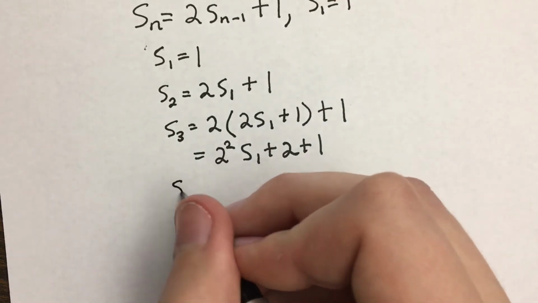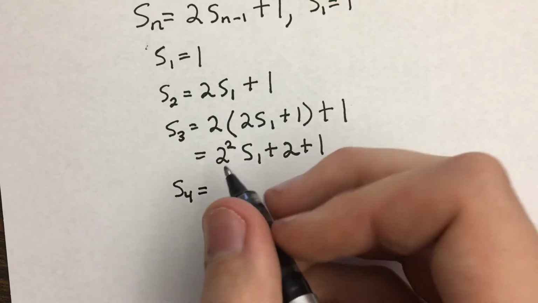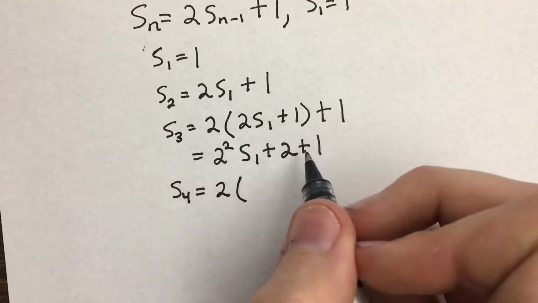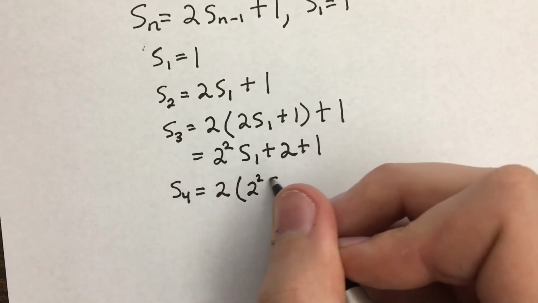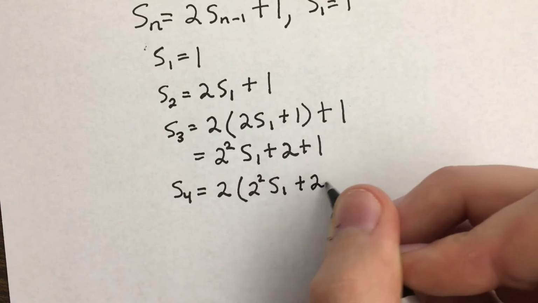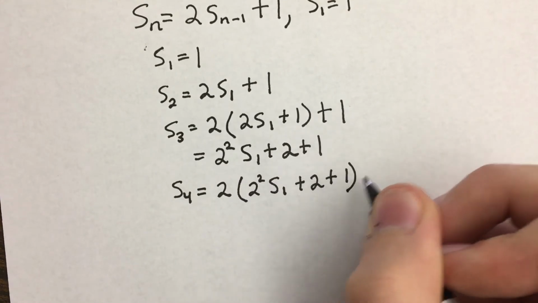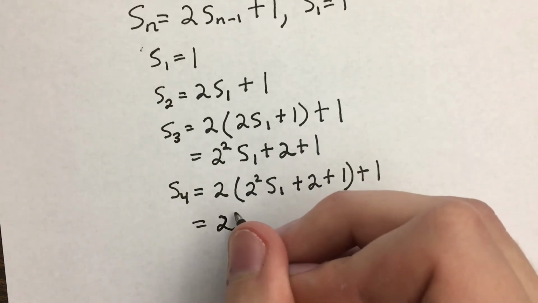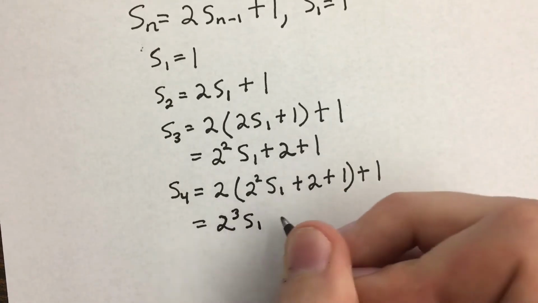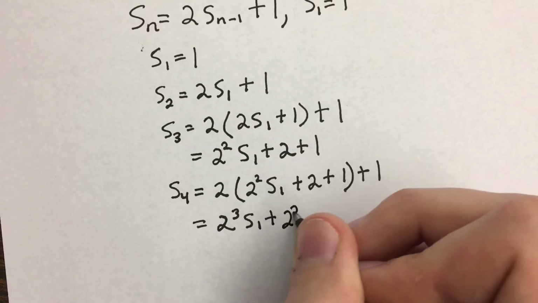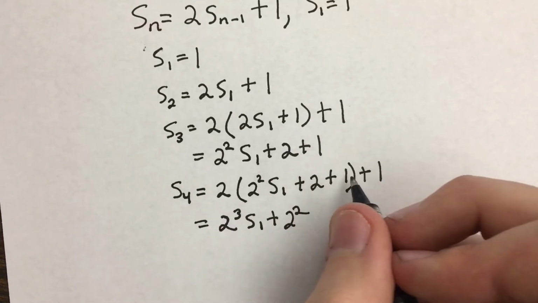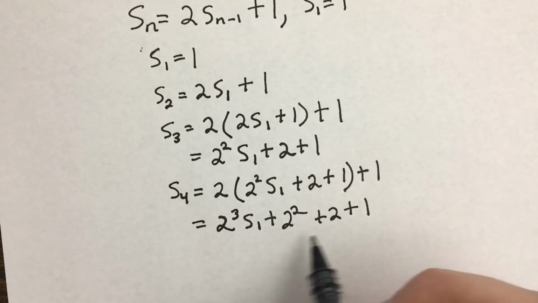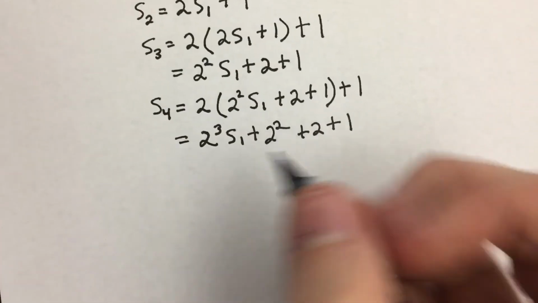Now we have S4, which is going to be 2 times S sub 3, which we found right here is 2 squared S1 plus 2 plus 1 plus 1. And then distributing that, we get 2 cubed S1 plus 2 squared, the 2 times the 2, plus 2 plus 1. And perhaps already you've begun to see a pattern. Let's do one more here.